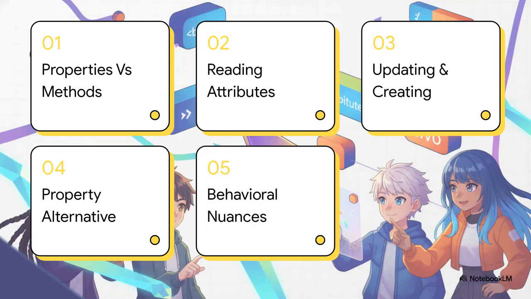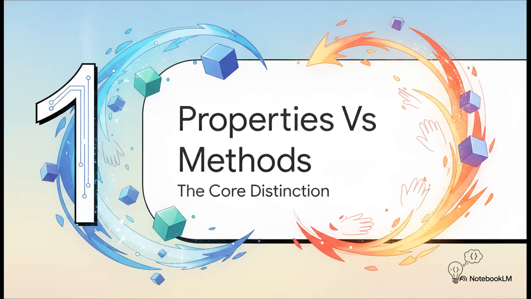Think of today's explainer as a masterclass in taking total control over a web page's metadata. We'll be covering: 1. Properties versus methods, 2. Reading attribute values, 3. Updating and creating attributes, 4. The property alternative, and 5. Crucial behavioral nuances.